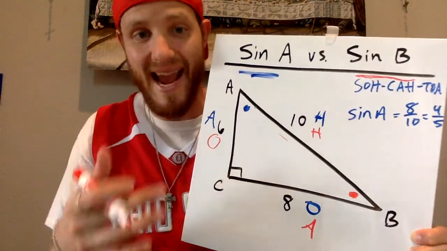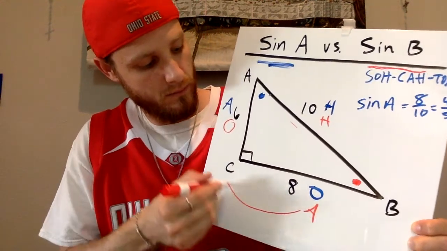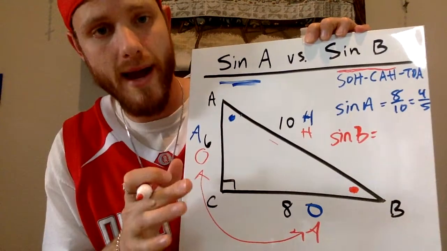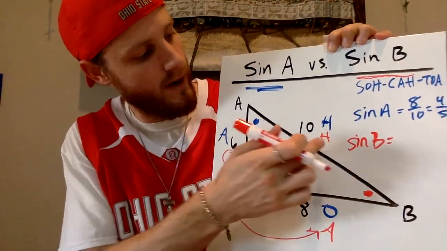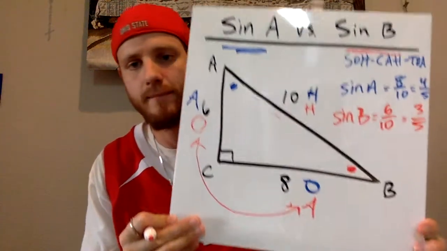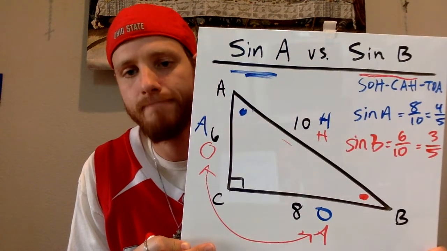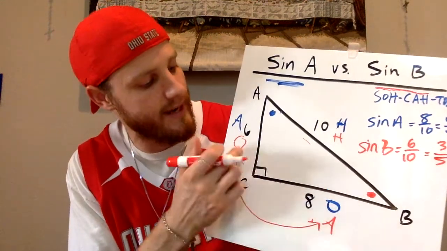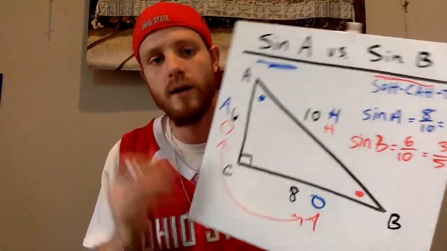Okay? So if you change the angle that we're talking about, your O and your A switch. So let's do sine of B. Sine of B is going to equal, so we're doing the red, right? Sine of B, opposite over hypotenuse, is going to be 6 over 10. And 6 over 10 reduces to 3/5. Okay, so sine of A and sine of B are not the same thing because your angle changes the relationship between your opposite side and your adjacent side. Okay, so hopefully that makes sense. Great question, Joe, and I think that benefited everybody.